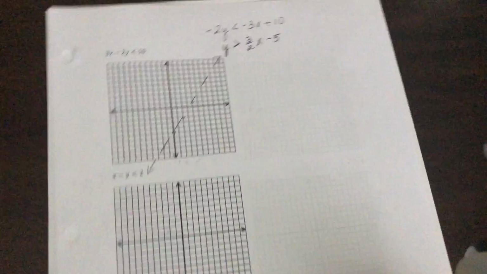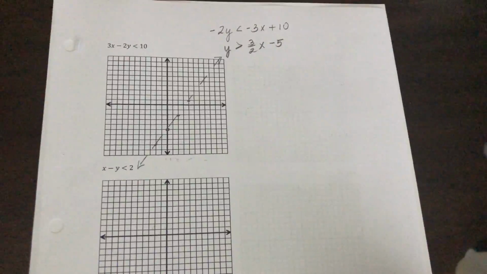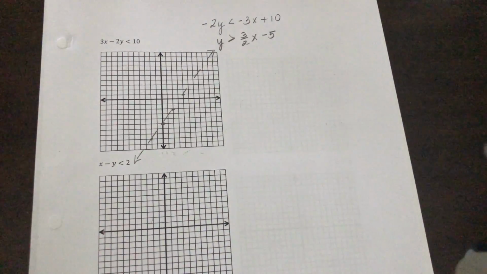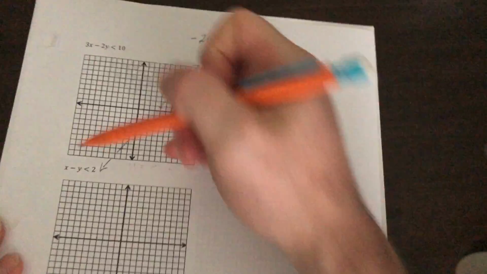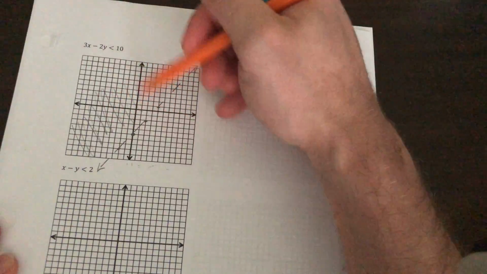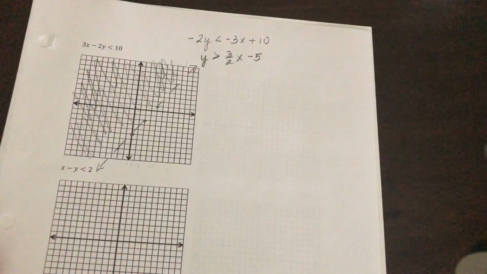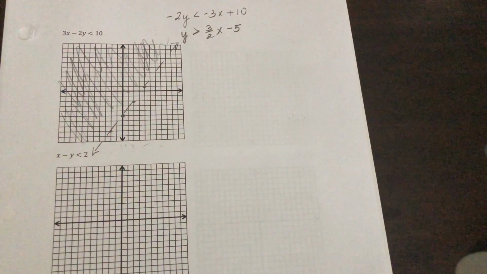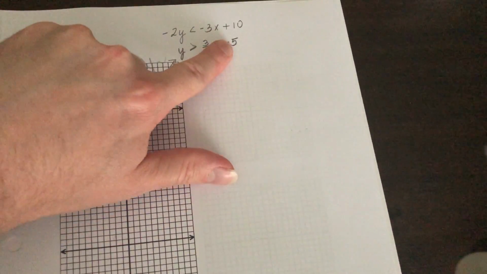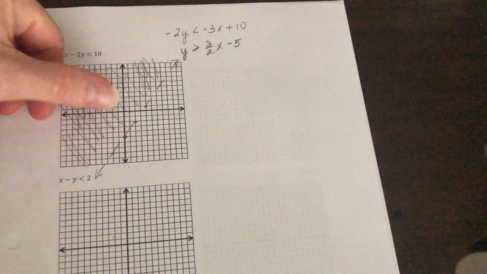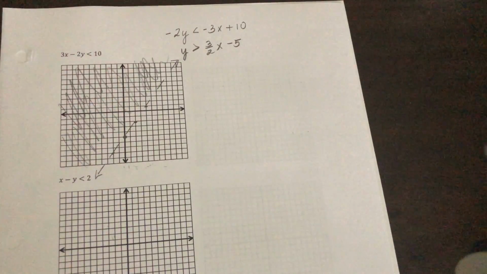Okay, so you can check using a point, or since it's greater than, we're going to shade above the line. The point 0, 0 isn't on the line, so if we want to check it, 0 is greater than negative 5. That's a true statement, so it's going to contain the point 0, 0.